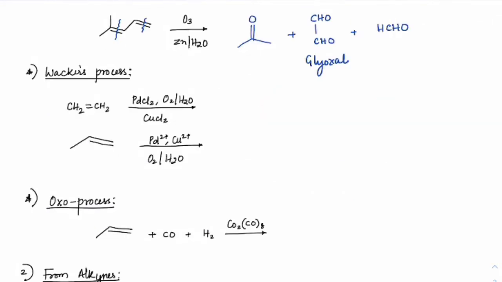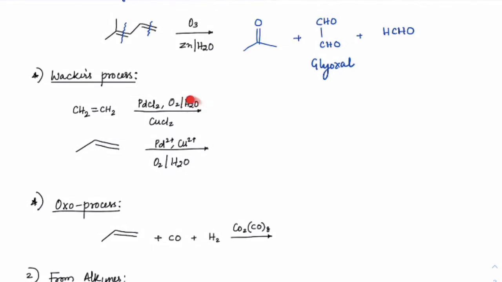Again we are only discussing the alkenes. So in alkenes, if you have a double bond in the presence of palladium dichloride and oxygen, with steam, treatment in the presence of CuCl2. This is an industrial preparation for aldehydes, especially if you have CH2 double bond CH2, that is ethene, it would form CH3CHO.